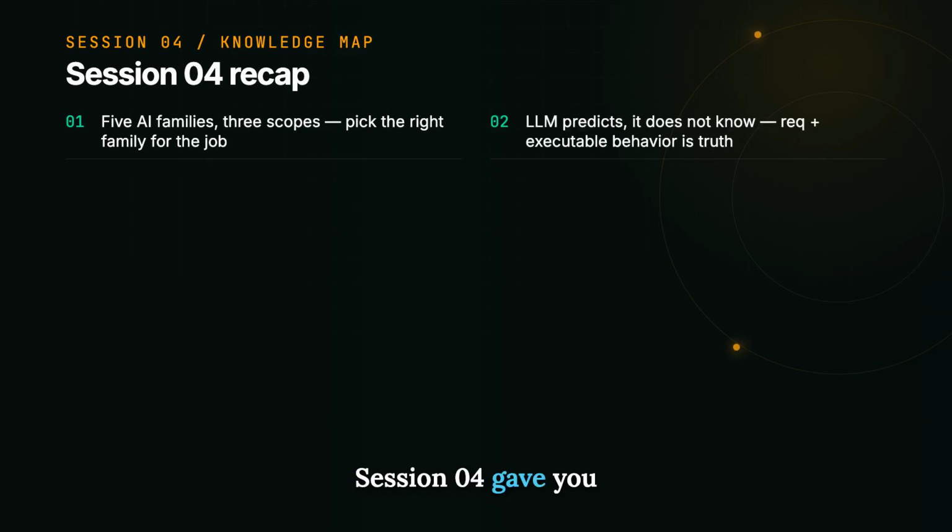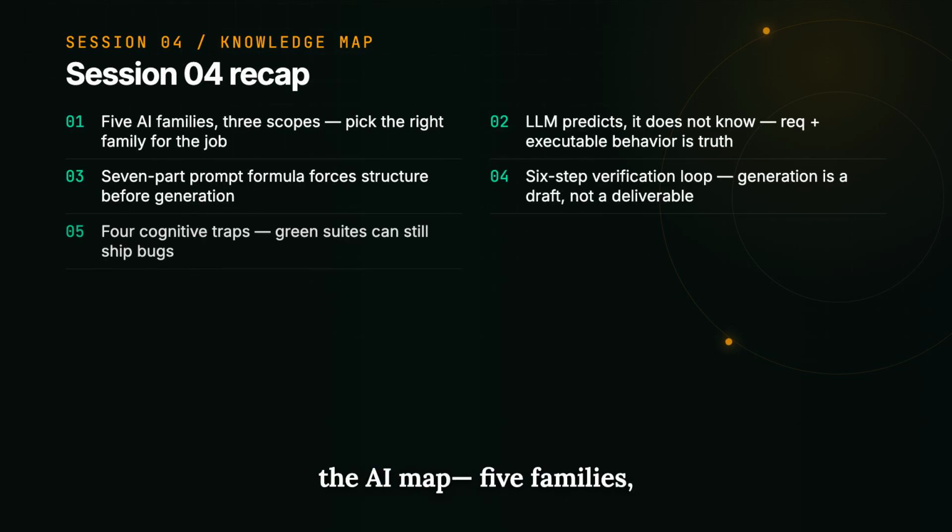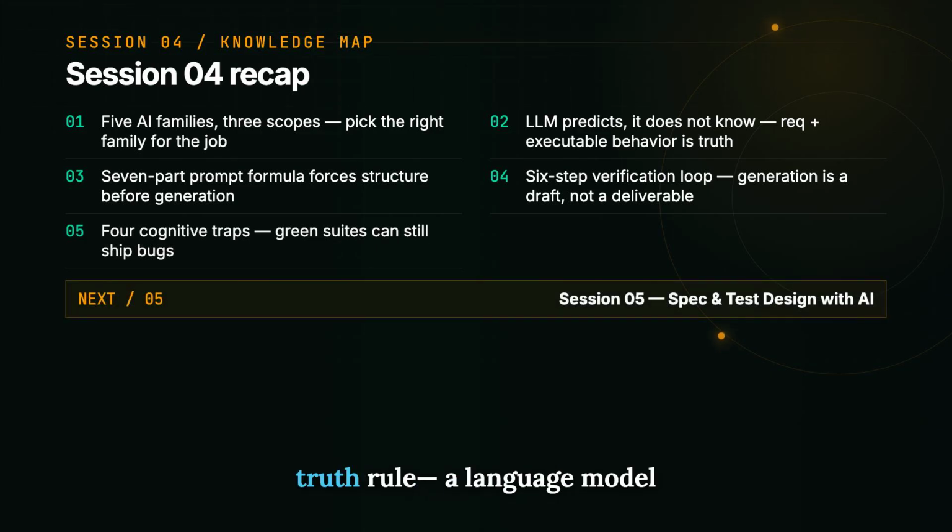Session 04 gave you the AI map, 5 families, 3 scopes. The truth rule: a language model predicts, it does not know. The 7-part prompt formula. The 6-step verification loop. And the 4 cognitive traps that make green suites ship bugs. Session 05 layers in spec analysis and test design with AI, turning real requirements into structured, traceable, reviewable test scenarios.